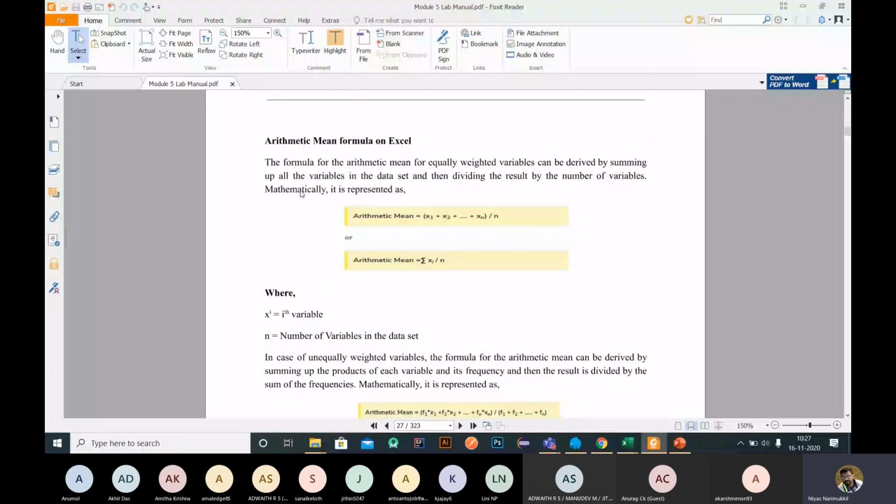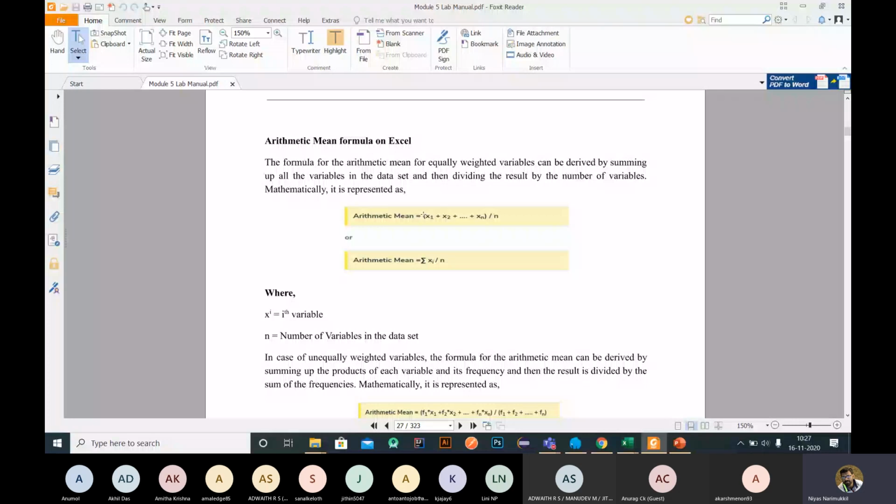Arithmetic mean means it is an average of items, right? There are a lot of items, and you need to find the average. That is called the arithmetic mean, or simply mean. So how do we find the average of items? By adding all the items. If there are x1, x2, x3 up to xn items, then we need to find the sum of all items and divide by n, the number of items, right? So we will get an average. That is the arithmetic mean.